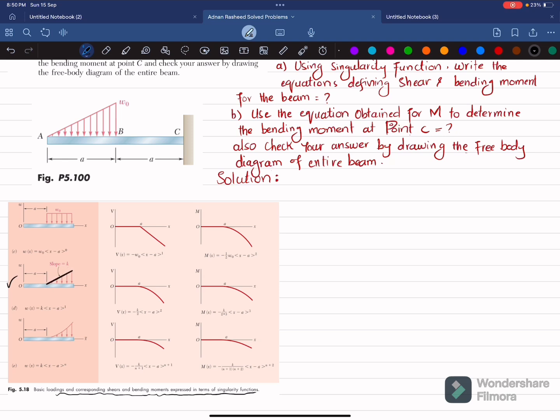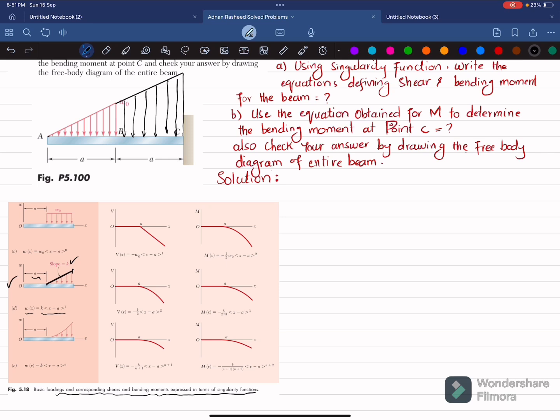Clear? And this is starting from A. So its distributed load Wx will be equal to K into x minus A power 1, where K is the slope of this graph. So this is starting from this point and ending at this point, but here you can see it is starting from point A and ends at point B. So what we will do is that we will project it till point C in order to add till point C. So this is what we are going to do. We are going to add this with this. Clear? Okay.